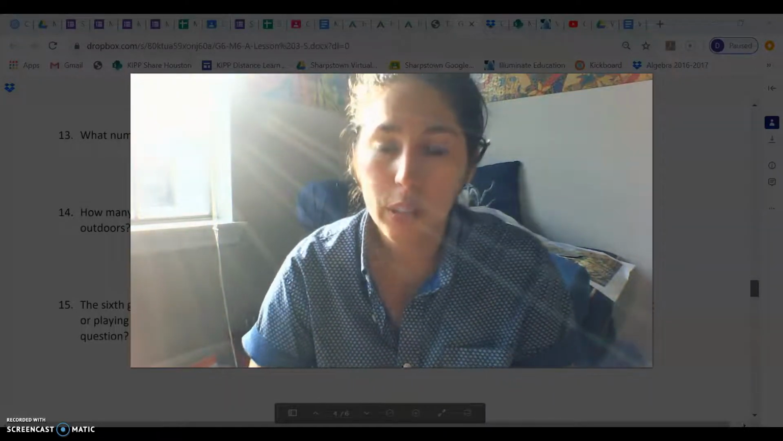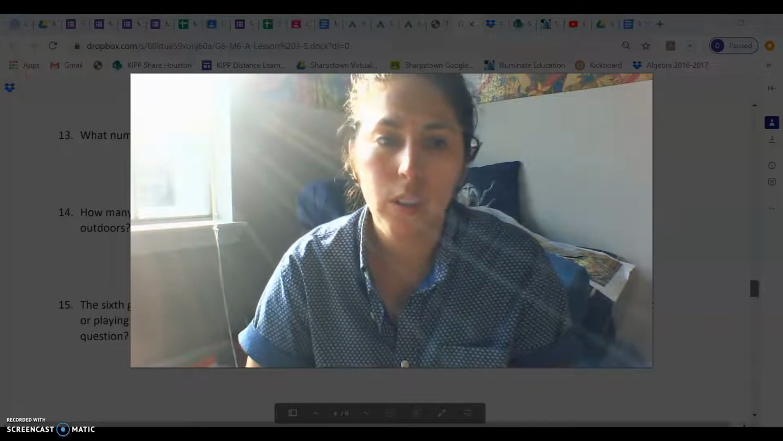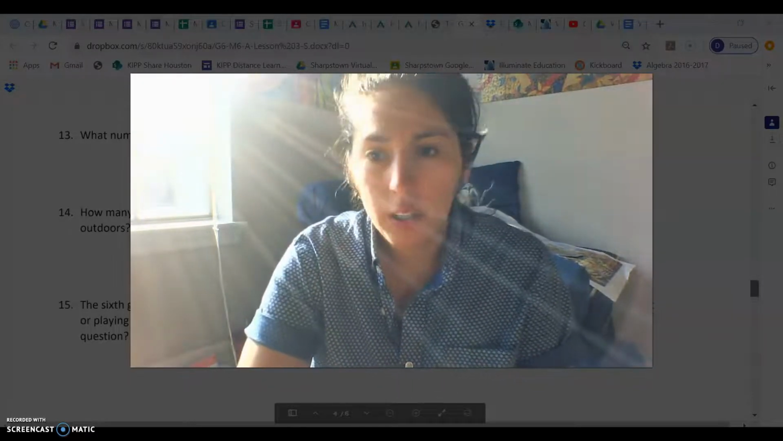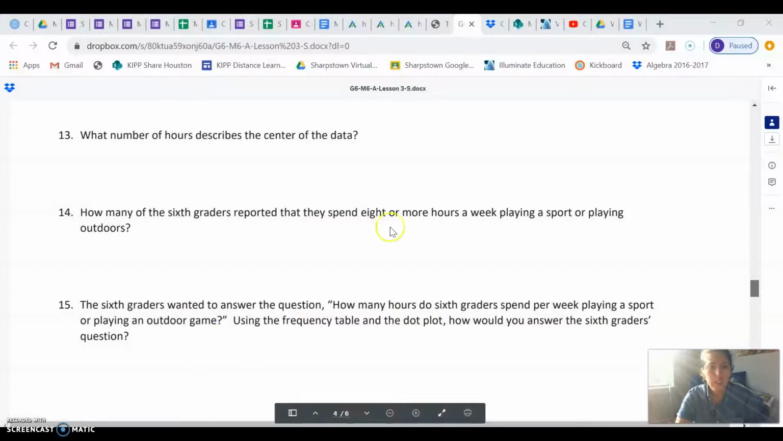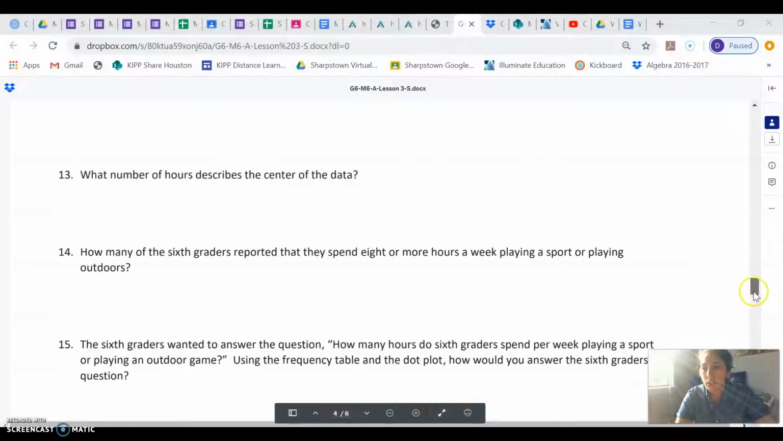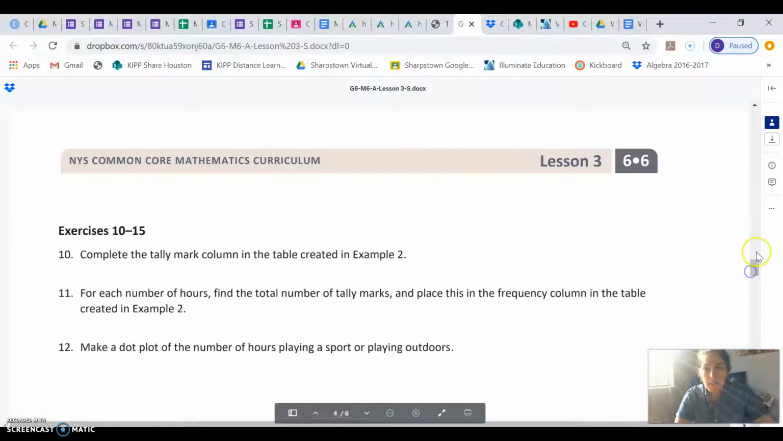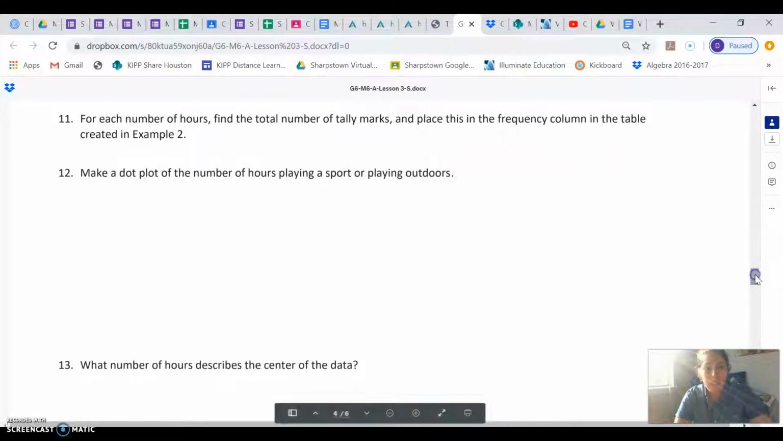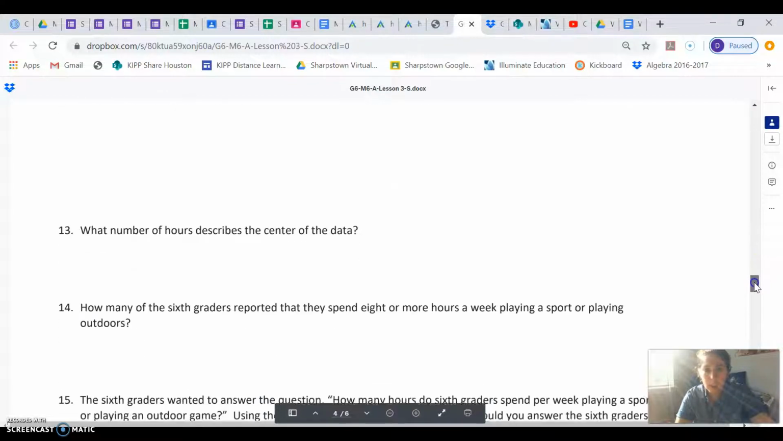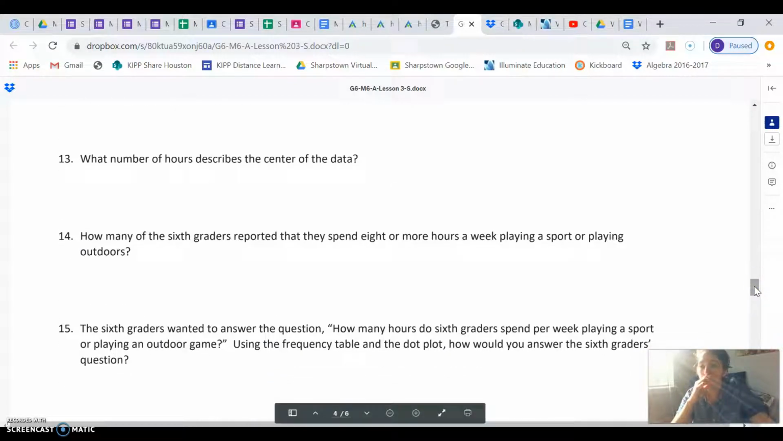Now, how do we use these dot plots? How do we use these frequency tables? So the next part is going to take us to answering some of these questions. We have already completed the dot plot for the number of hours spent playing sports or playing outdoors. So now I'm going to show you how to answer these next three questions.